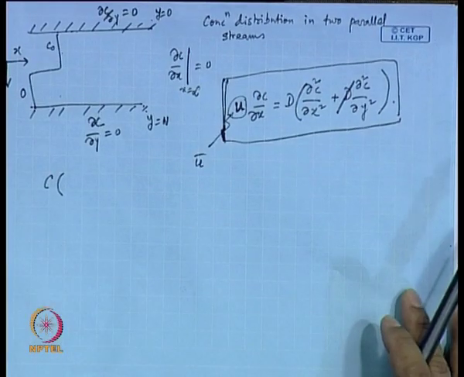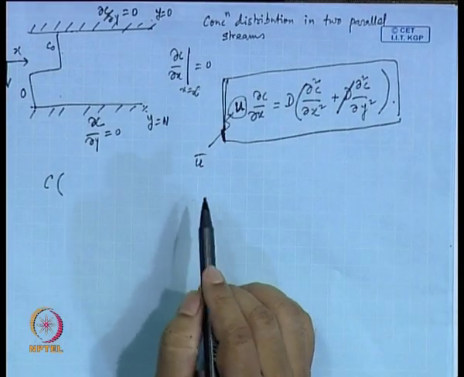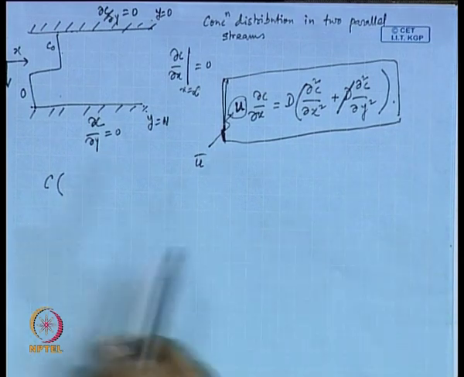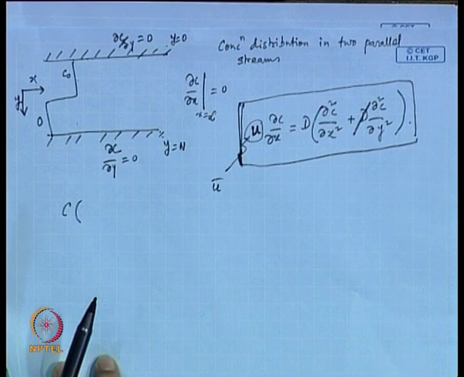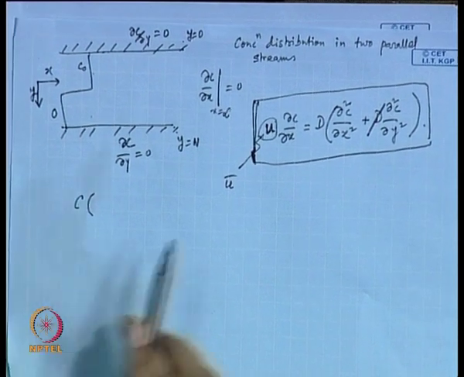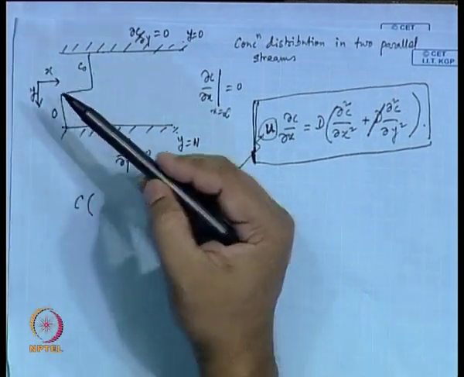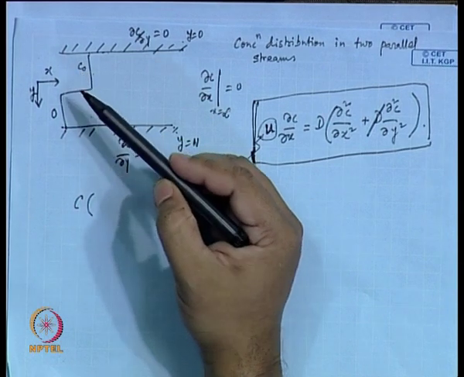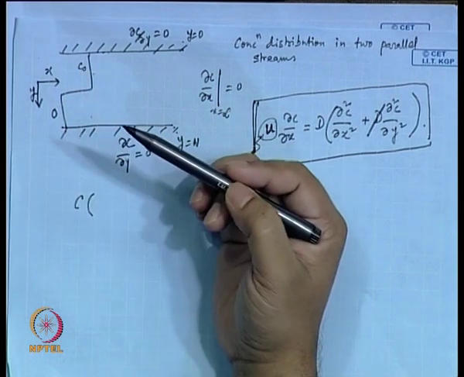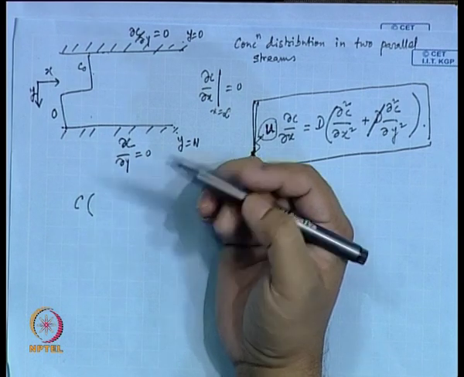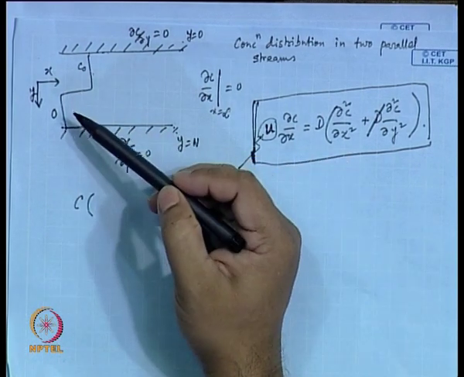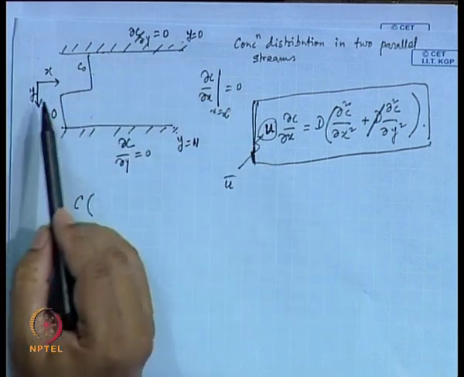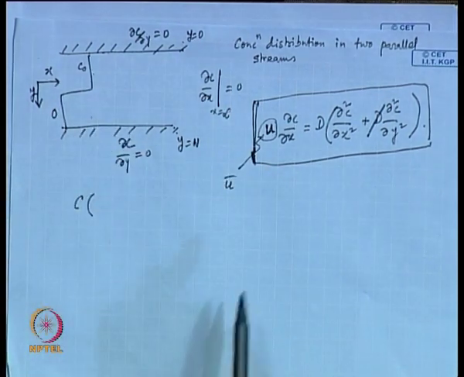The other thing that we started last time was the concentration distribution in two parallel streams. That means, we have been talking about the flow of two fluids, two parallel streams. One is having a concentration C0 and the other is having a concentration 0, and they are flowing side by side.